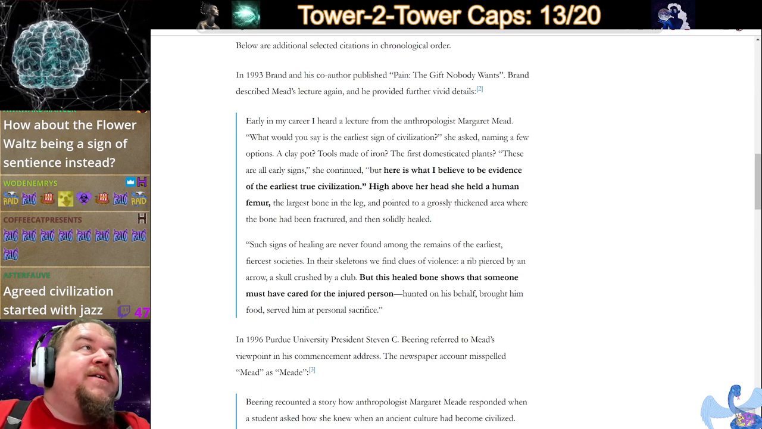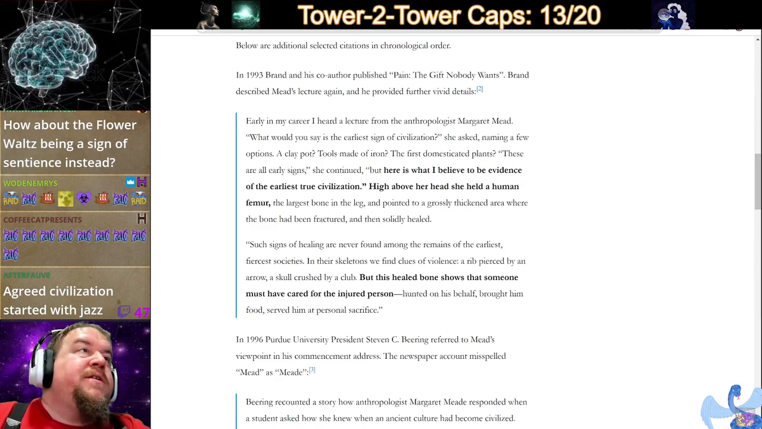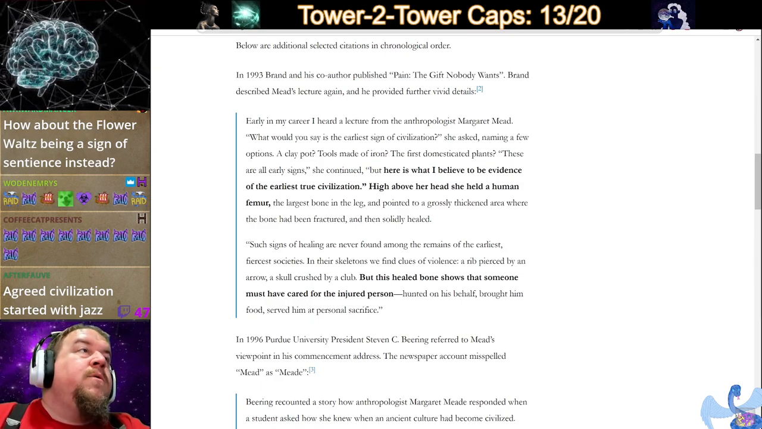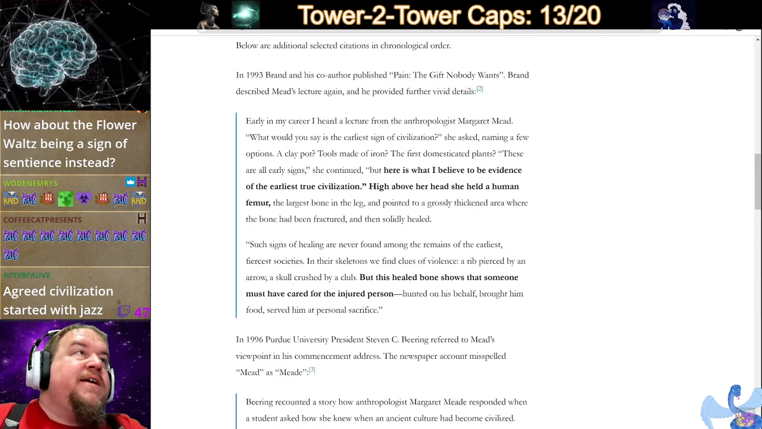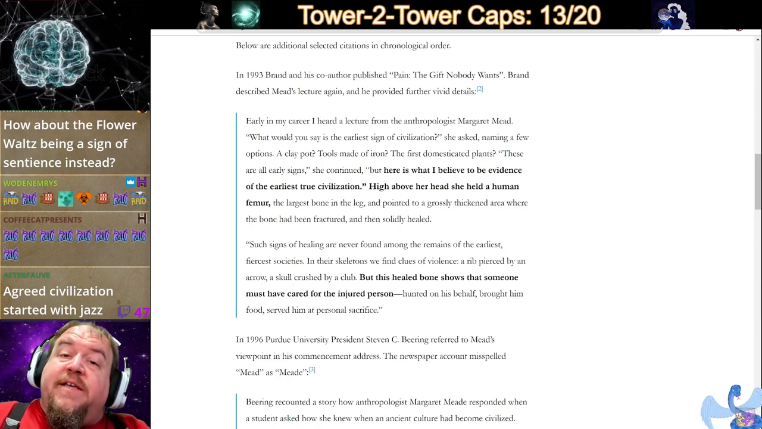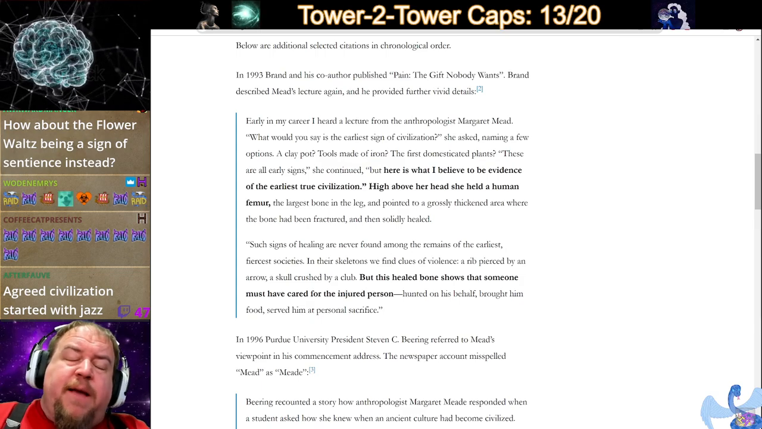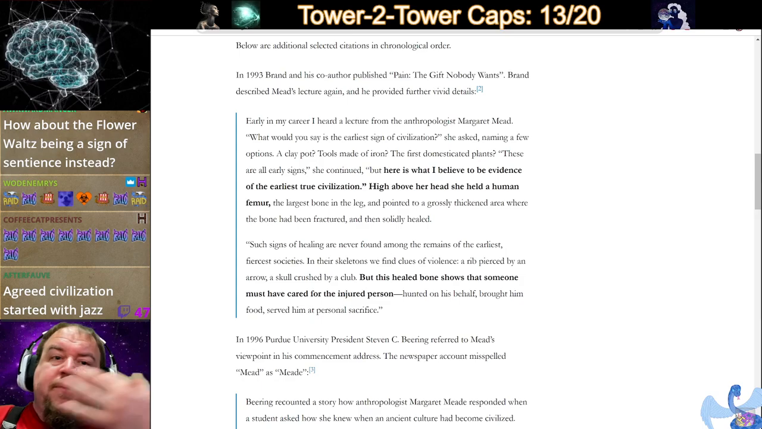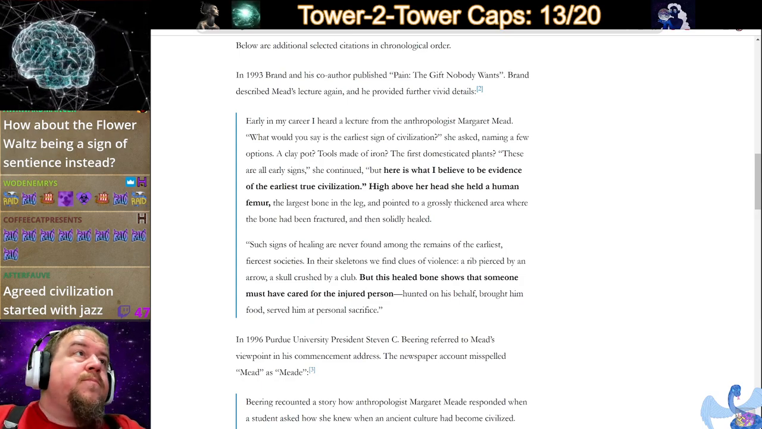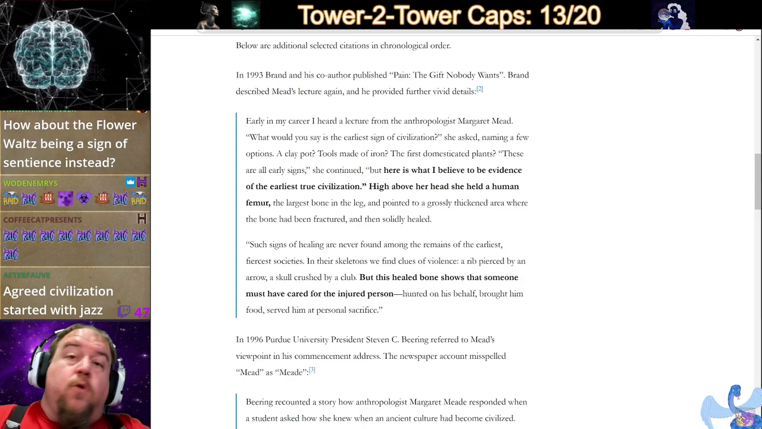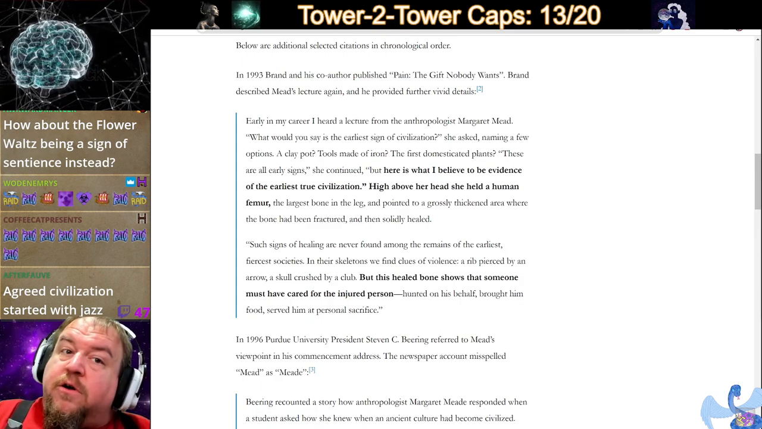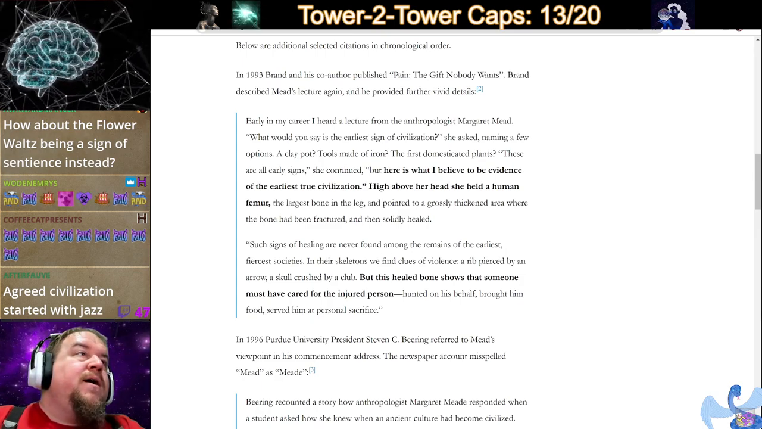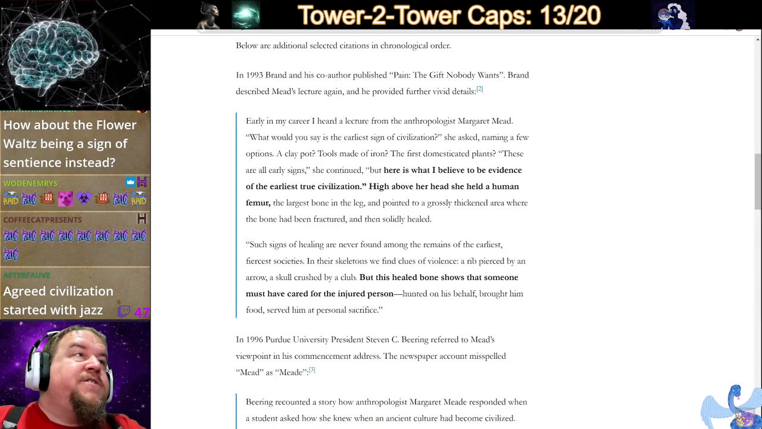Wouldn't call real apes unintelligent. They know tools and travel on troops, can communicate, even fight over land. But we seem to have more control over basic instincts. And there's studies into not necessarily the great apes there, but bonobos as well. Though that's more applied to examples in human sexuality. Or what could be. Or our feelings of control. And how about the flower waltz being a sign of sentience instead?